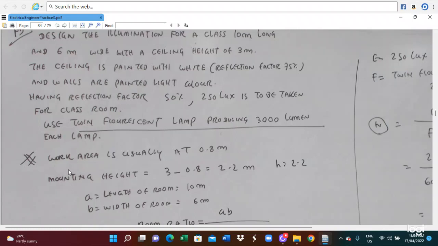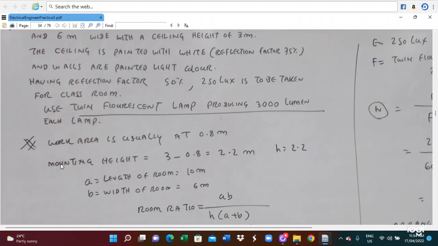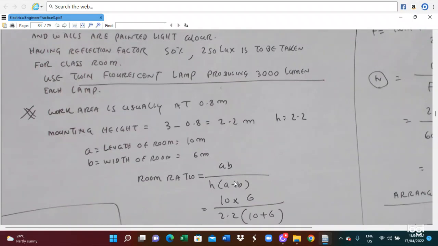In this case, we calculate the mounting height as 3 minus 0.8, because the total ceiling height is 3 meters and the distance is 0.8 meter. So you get 2.2 meters; H is 2.2. The length of the room is 10 meters and the width of the room is 6 meters, so we substitute in this formula.